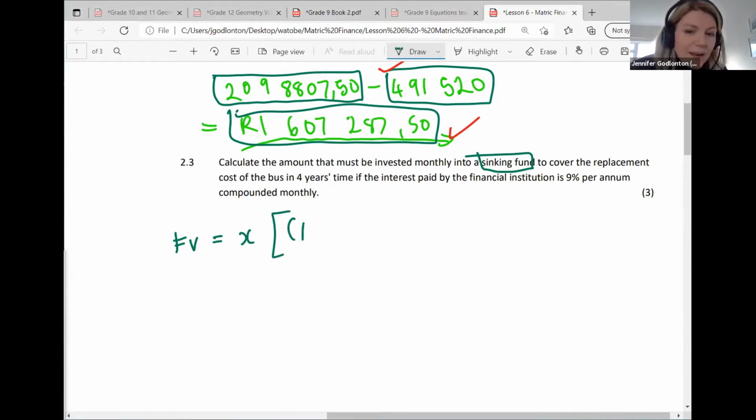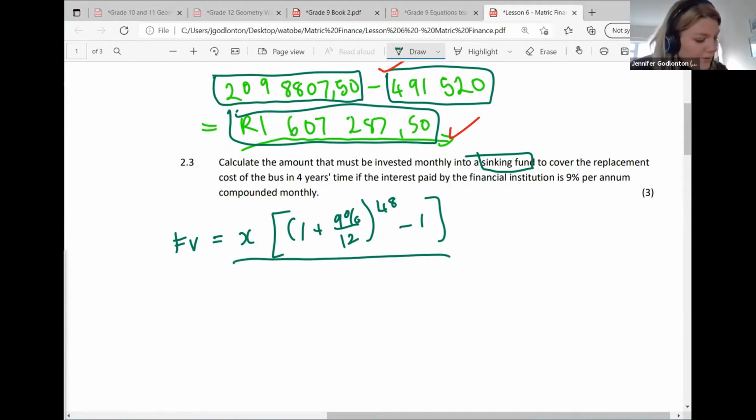And we've got 1 plus, our interest rate is 9% compounded monthly. Our n is 4 years' time, but it's compounded monthly. So that's to the power of 48, and we're subtracting 1. And this is all over 9% over 12.